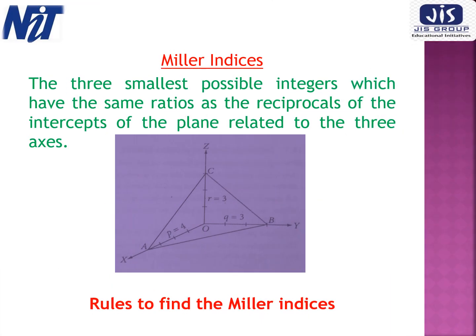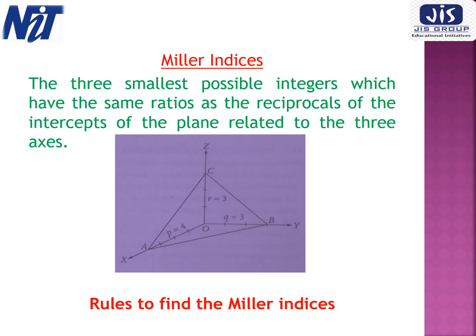Miller discovered a method to designate a plane in a crystal using three numbers h, k and l, which are known after him as Miller indices. Miller indices can be defined as the three smallest possible integers which have the same ratios as the reciprocals of the intercepts of the plane concerned on the three axes. So there are some rules following which we calculate the Miller indices of a lattice plane.